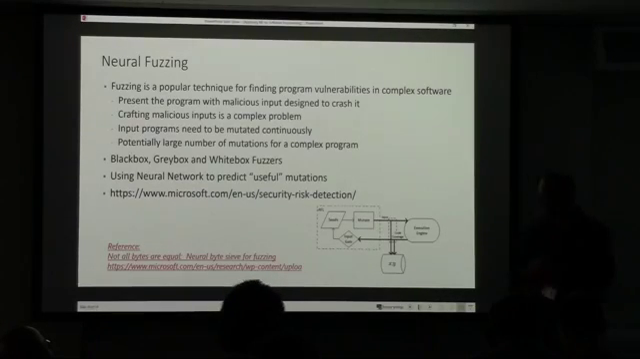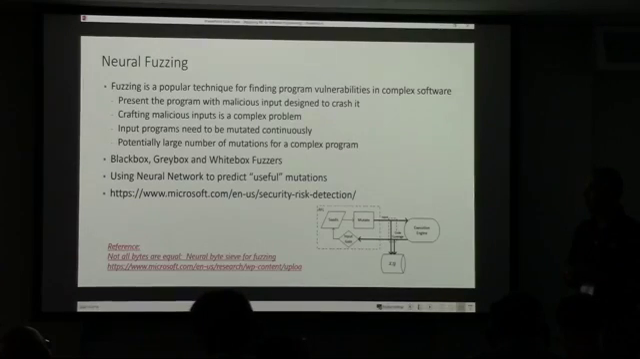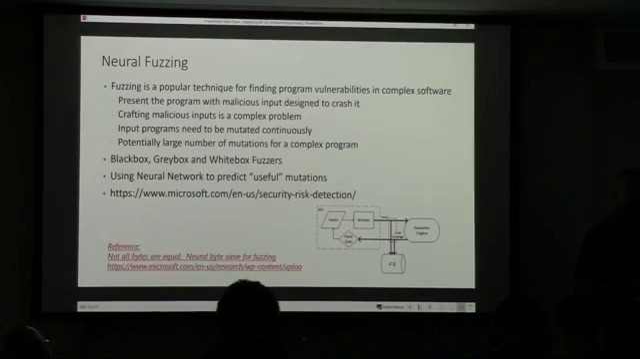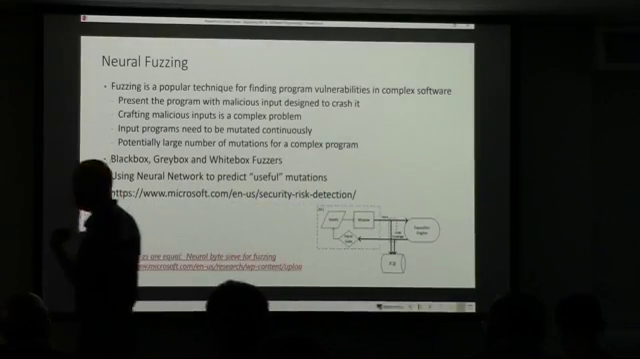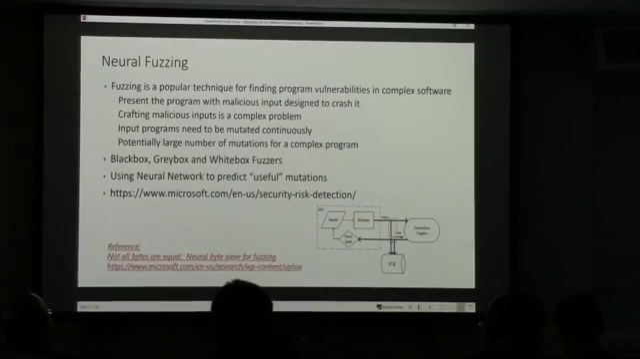I'm pointing to the screen here. As you're mutating your input, you go to the neural network and say, is this the right input? And the neural network can tell you it is useful or useless. If it is useless, then you don't try to fuzz using that data. So what have you gained in this model? There are papers out there that show that there's a 20% improvement over how you can get data.